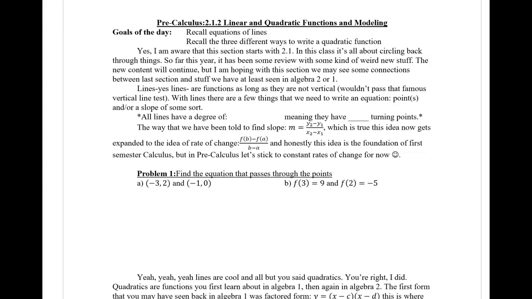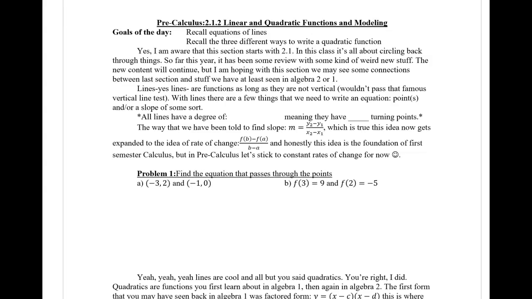Alright, today we're going to talk about linear equations and quadratic functions and modeling. So yes, I'm aware that this section starts off with 2.1, and in this class it's all about circling back to some things. So far this year it's been some review with some kind of weird new stuff. The new content will continue, but I'm hoping that with this section we may see some connections between last section and stuff that we've at least seen in Algebra 1 or 2.